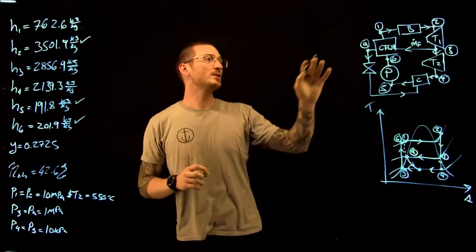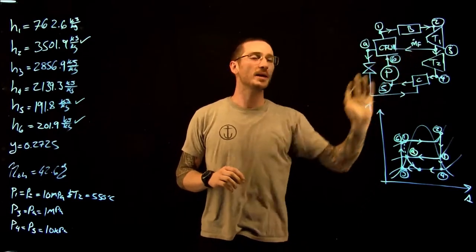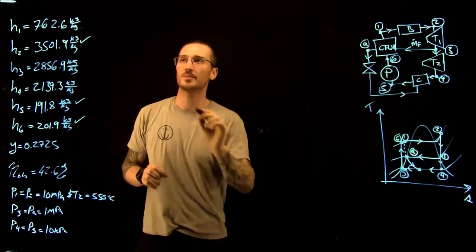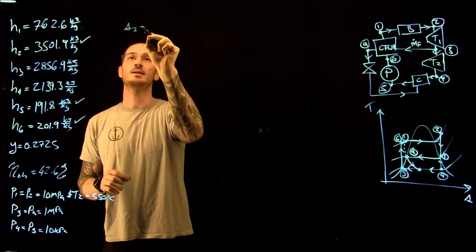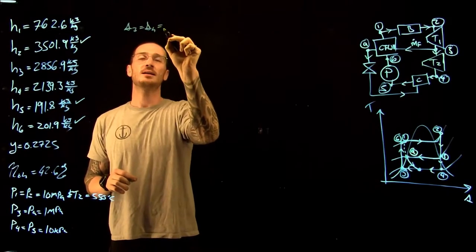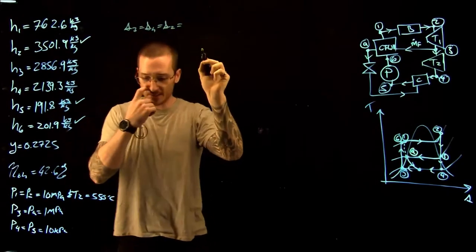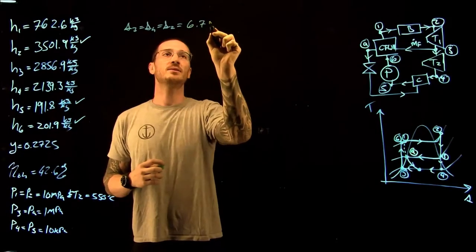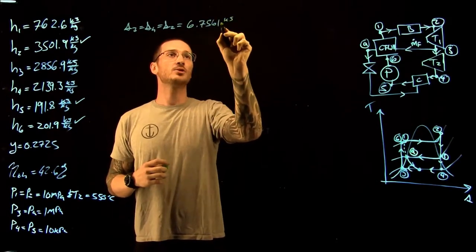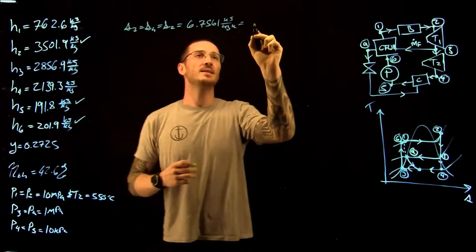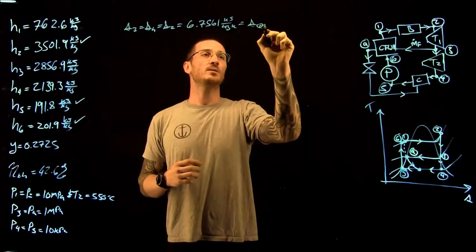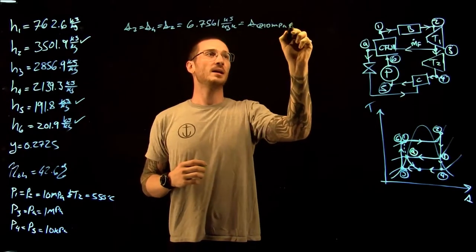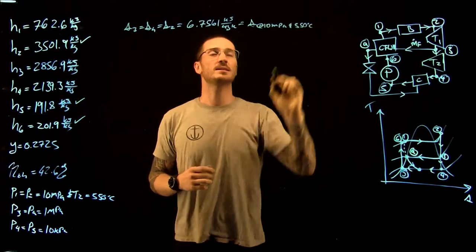In order to solve the remainder of our points, we remember that through our turbines, we have isentropic efficiency of 100%. That means that the entropy at 3 is equal to the entropy at 4 is equal to the entropy at 2, and this is equal to 6.7561 kilojoules per kilogram Kelvin, and this is the entropy at 10 megapascals and 550 degrees C.